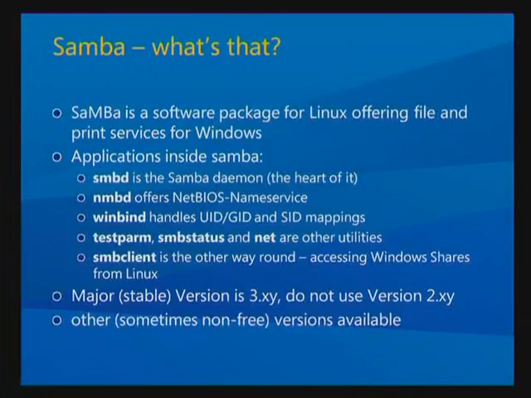Winbind is an application that handles UID and SID mappings. So we're talking of the same user. I'll tell you something about this later. testparm and so on. There's a utility called net, like you use it from the command line in Windows. Some other utilities there. smbclient is the other way around. So you go from a Linux platform and access a share on a Windows server.